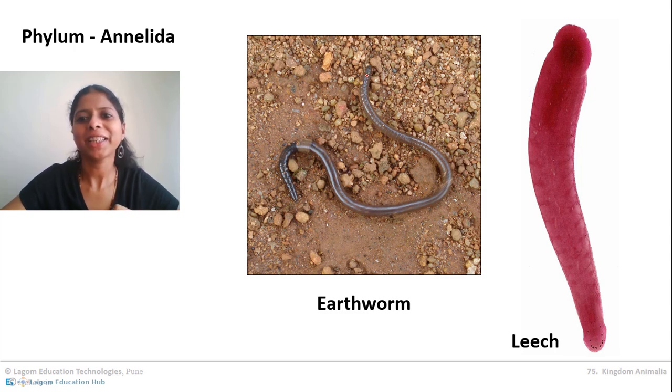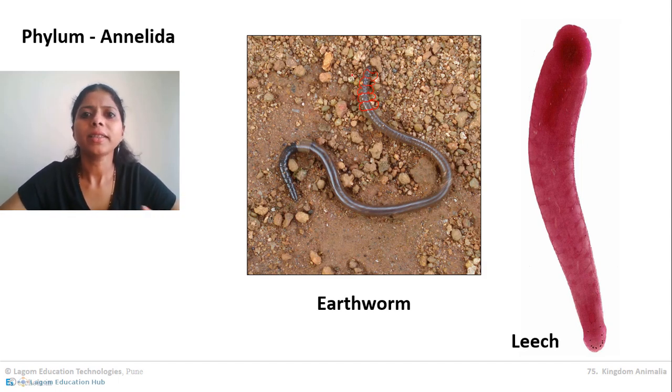What is metameric segmentation? If you observe the body of an earthworm, it shows longitudinal body segments, correct? These outer body segments coincide with the internal body segmentation. It means the segments are repeating, as well as the body organs present inside are also repeating. So the special characteristic of Annelida, which most of the Annelida show, but not all of them, is metameric segmentation.